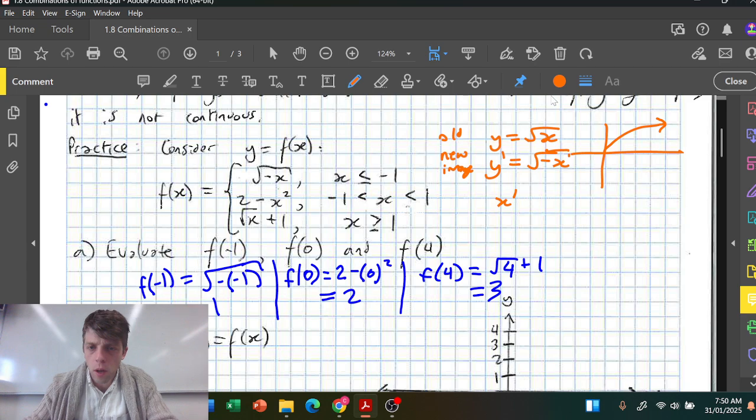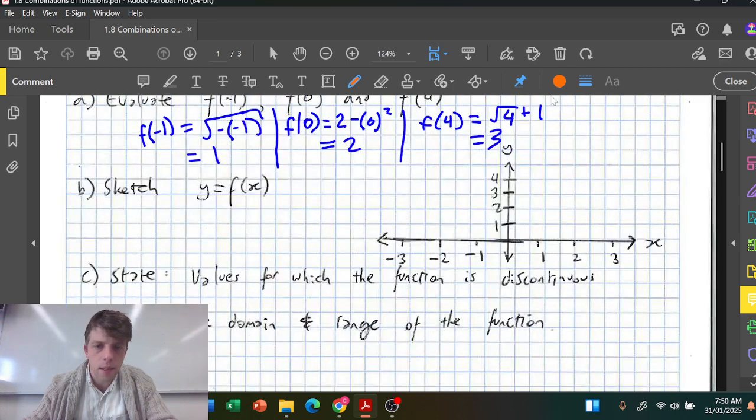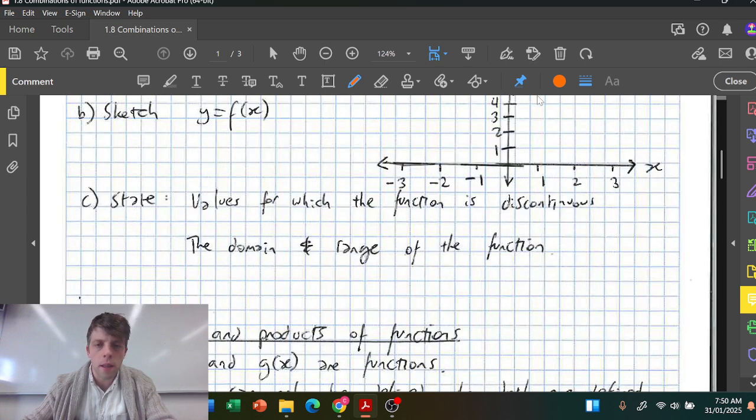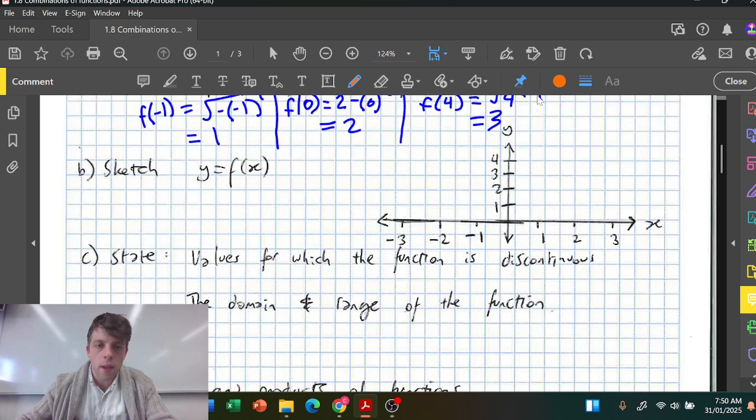Let me show you how that works. I'll just do it down here. We're looking at the first interval, which is up until negative 1 here, so we won't worry about that for now, but I'm trying to draw this. We have y equals the square root of negative x. Let's consider an input of negative 1. What is the square root of negative 1? Well, as we saw before, it's just equal to 1.